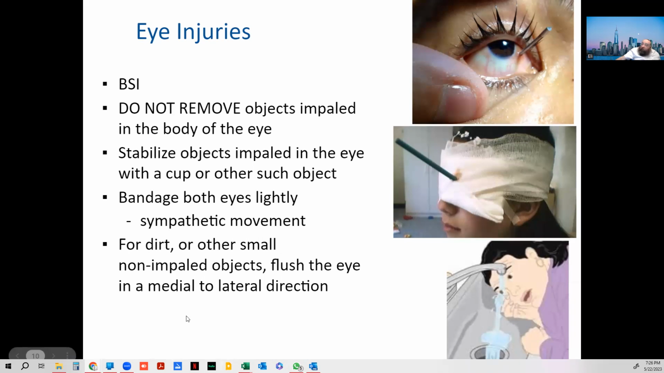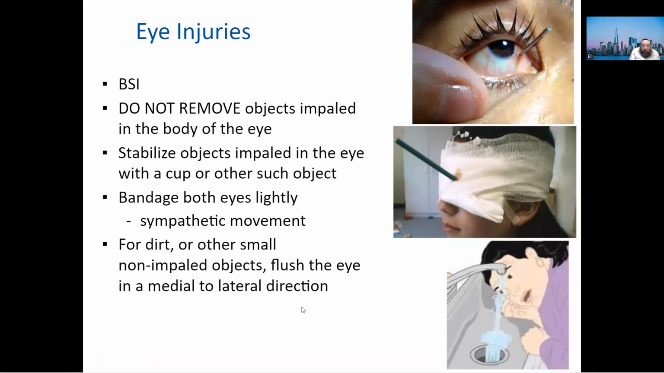So keep that in mind. When we bandage one eye, we bandage both. So we will stabilize, let's say, the pin or the pencil or whatever's in there. It will be stabilized and then bandaged around both eyes.